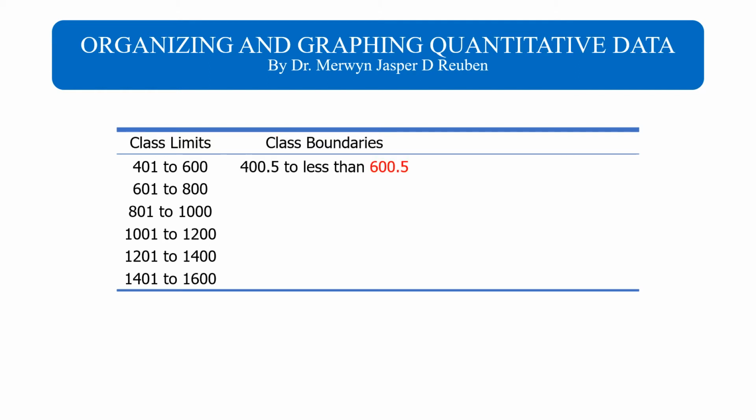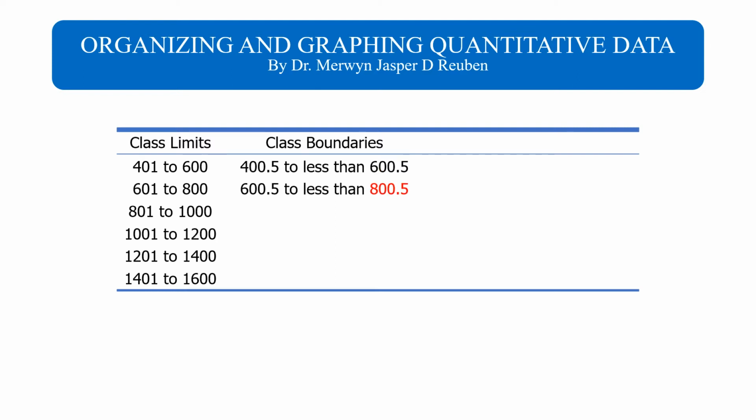Here we write down the class boundaries for the first class. The upper class boundary for the first class is given by taking the upper limit of the first class and the lower limit of the next class, that is 600 and 601. So midpoint of these two is going to be 600.5. So we write down the class boundary as 600.5.